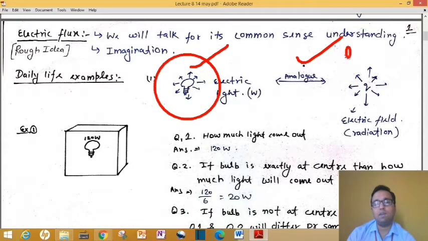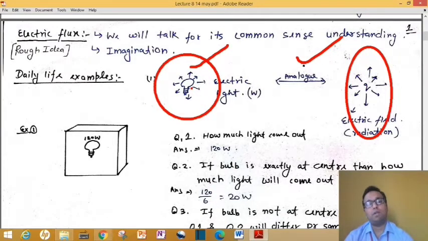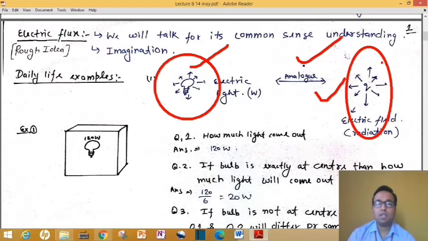You can see in the second figure over here, we have a charged particle. As electric bulbs emit some amount of power or light, in the same manner your charge emits some radiation, and that radiation is nothing but the electric field. This time we want to measure this amount of electric field, meaning how much radiation is coming out from this charge. We want to measure that radiation. That is basically called electric flux.